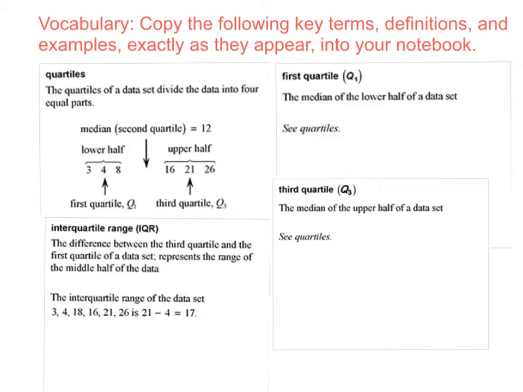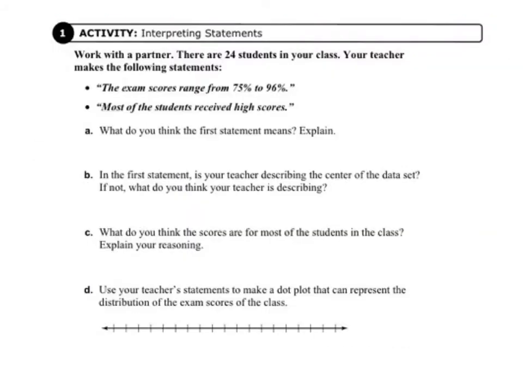The interquartile range, IQR, is the difference between the third quartile and the first quartile of a data set. It represents the range of the middle half of the data. Today we'll begin our activity on page 211 in your Record and Practice Journal. Interpreting statements. Work with a partner.